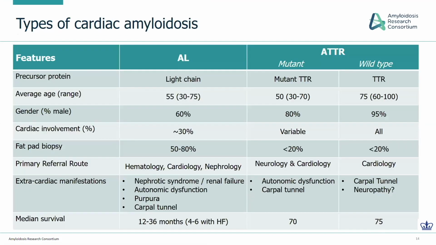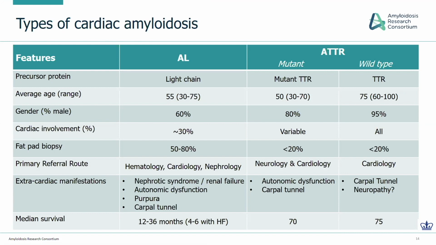The distinguishing features for the various types of amyloid are shown here. AL amyloid is a disorder of the light chains. It is not diagnosed with scintigraphy. The average age of the patients is 55, with a wide range, and it is generally equal in males and females. Cardiac involvement occurs in about a third of patients, though it increases over time with the duration of the disease.